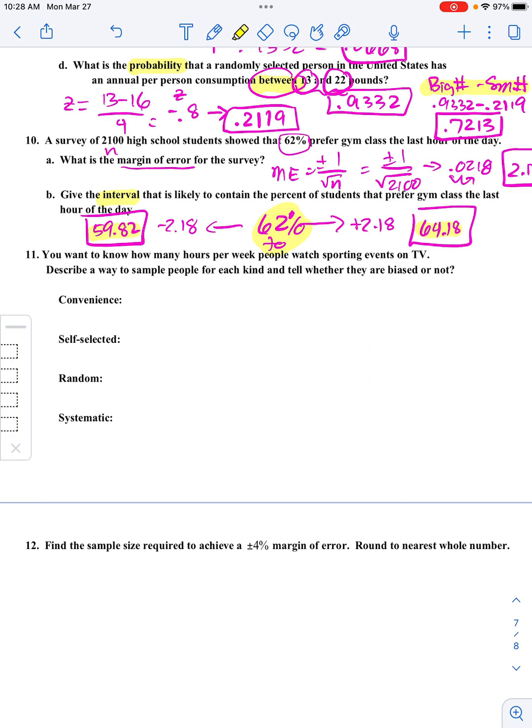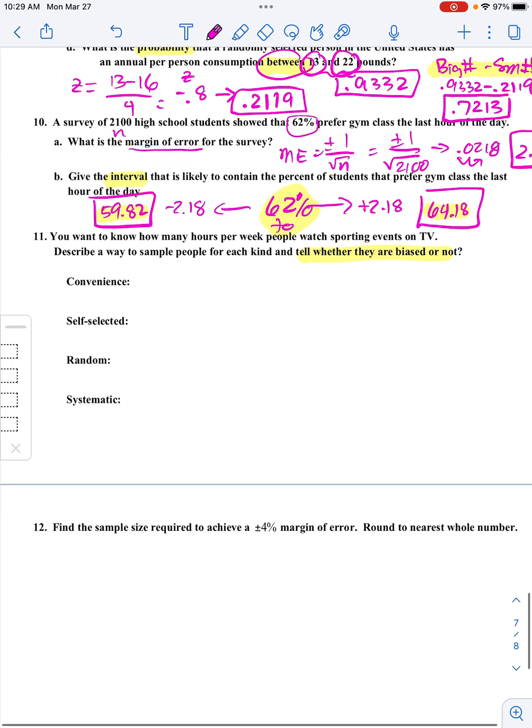Then here, you're going to try to figure out how many hours a week people watch sports. So it's just asking you to describe ways that you can get the information, and then it says tell whether they're biased or not. Well, no matter what way you come up with to demonstrate each way, convenience is always biased because you're always just doing what's easy or convenient.